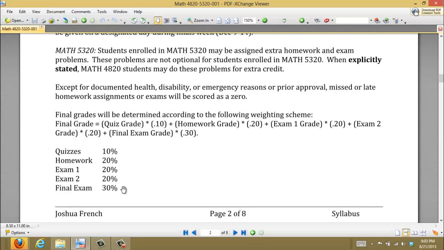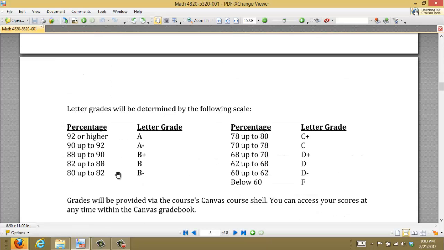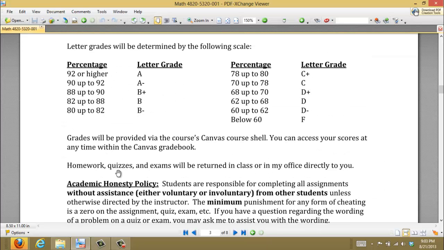And I will point out, in case it's not obvious, this is a weighted grading scheme. So homework assignments and quizzes are not worth the same. It's not just a point total that you can add up. You have to actually calculate a grade for quizzes, a grade for homework, a grade for the exams, etc., and multiply each by the appropriate weights.